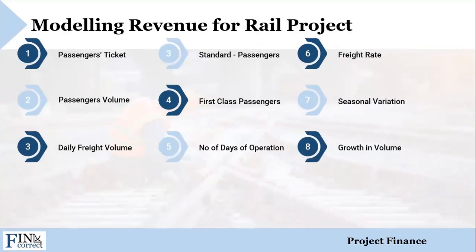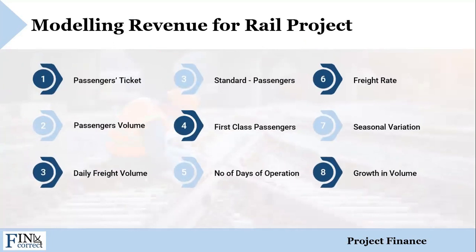Here are some key assumptions or inputs that we should consider when forecasting revenue figures for a rail project. First, the passenger ticket, which is the price paid by individuals for train service. We also have the passenger volume, which is the total number of individuals using rail service. The daily freight volume is the quantity of goods transported by rail on a daily basis. The standard passengers are the regular travelers using standard class.